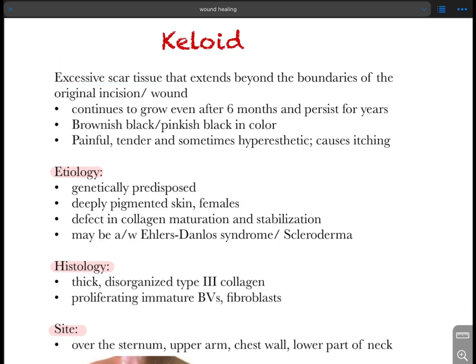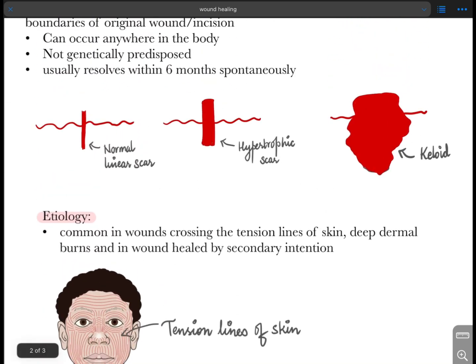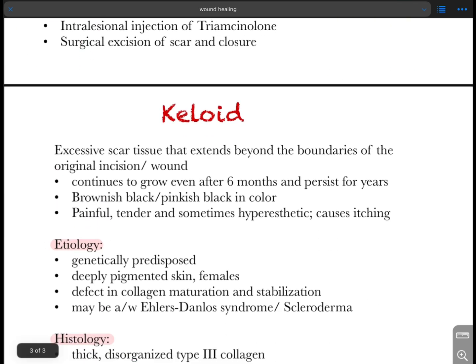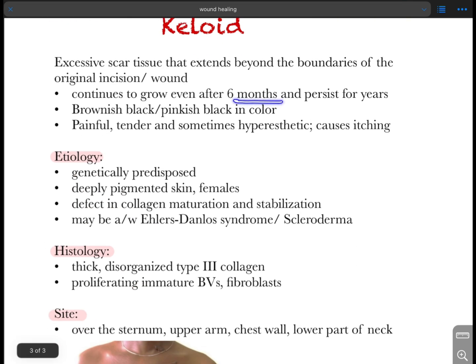Now let's talk about keloid. So keloid is the excessive scar tissue formation that extends beyond the boundaries of the original wound or incision. As I have already shown in this diagram, the scar has extended much beyond the boundaries of the original wound. And it continues to grow even after 6 months and may persist for years. And it is usually brownish black or pinkish black in color, and it may be tender, sometimes hyperesthetic, and may lead to itching as well.